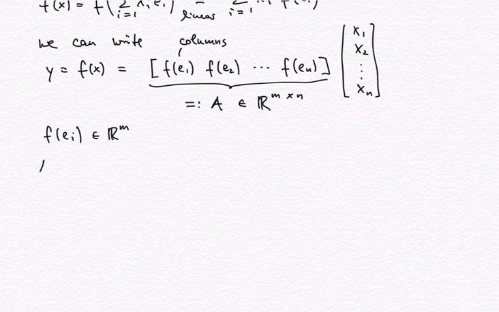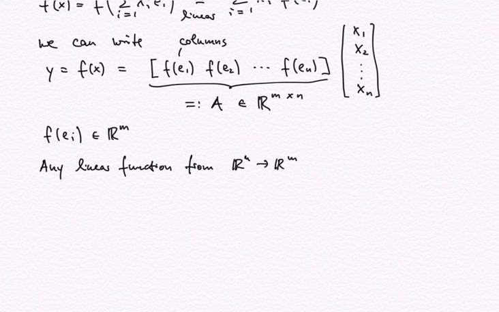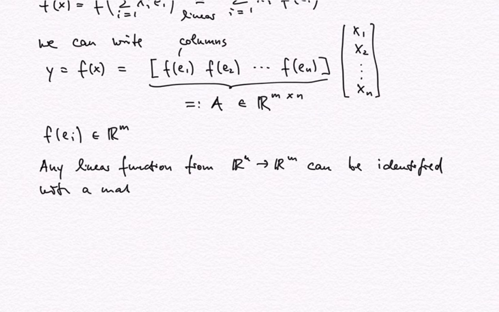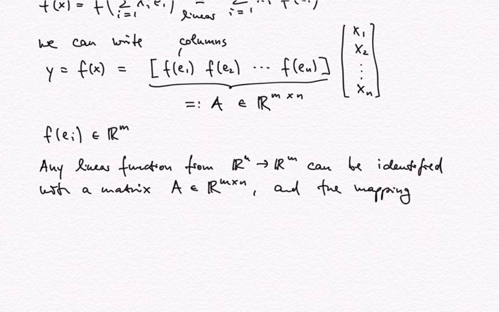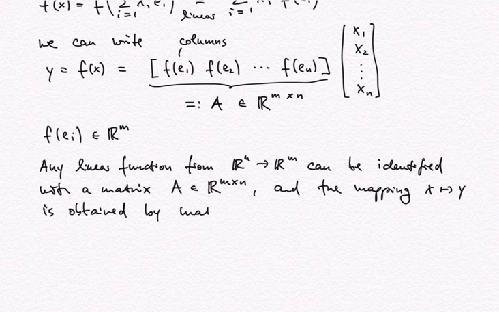In words, the central insight is any linear function from Rn to Rm can be identified with a matrix A in R^(m by n) and the mapping from the element x to the element y is obtained by matrix multiplication: y is A times x.